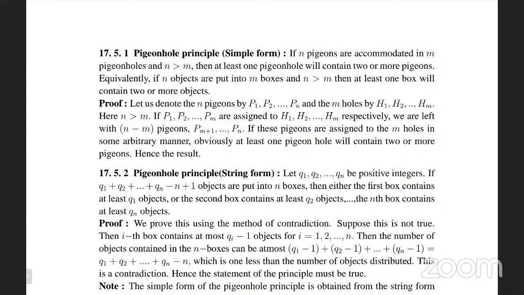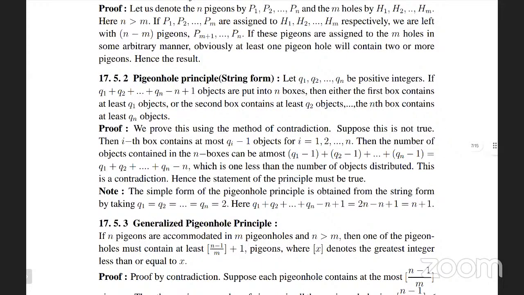There are two forms: a simple form and a string form. Here I am taking Q1, Q2, and so on up to Qm as the string forms.